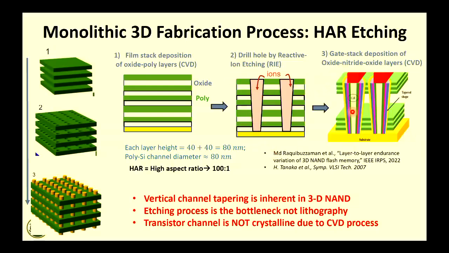And after that, you have to deposit all those gate stacks, right? You remember in a flash cell, you have a blocking oxide, a floating gate, a tunnel oxide. All those layers are color coded here. So you'll be depositing them one by one. And finally, you will deposit the polysilicon. These are all CVD processes, chemical vapor deposition, right? So that's the process. Any question on the process? How 3D NAND fabrication is done?